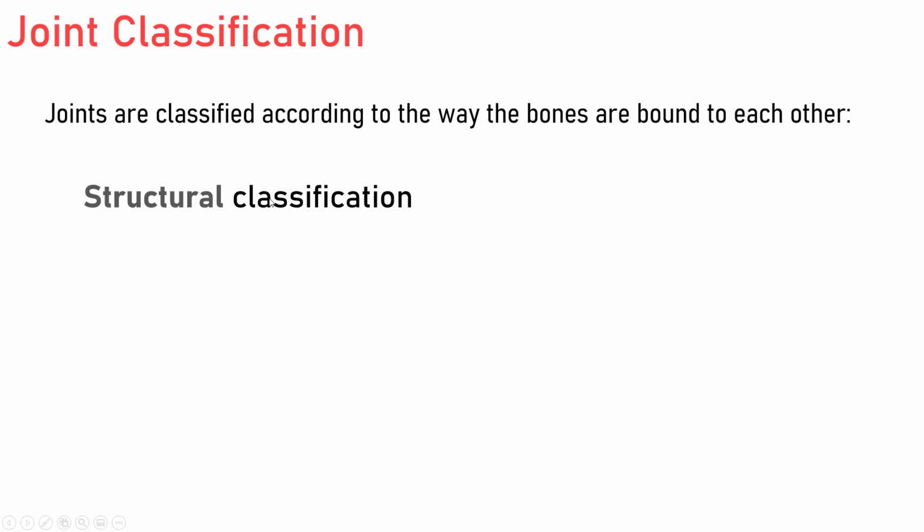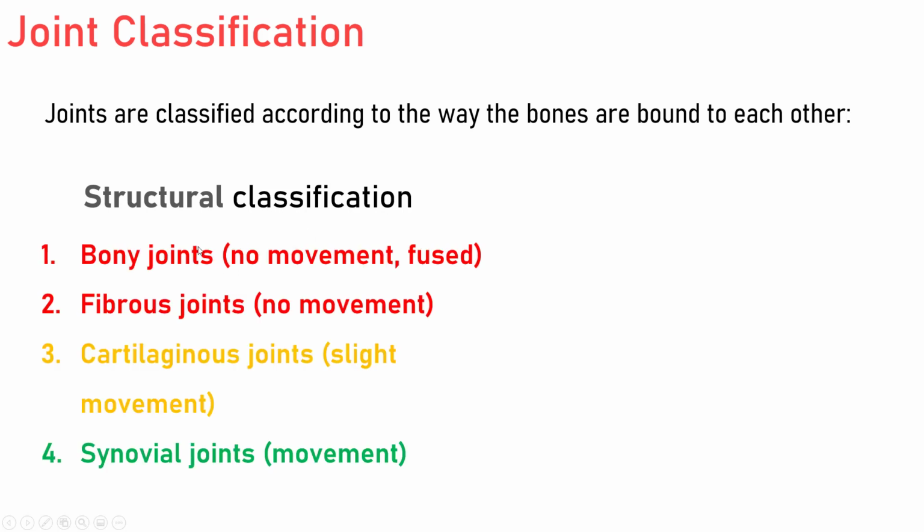And so this brings us to the structural classification. You have bony joints and fibrous joints, and I have it set up like a traffic light. There's no movement there. You have cartilaginous joints, which allow slight movement, and then you have synovial joints, which allow quite a bit of movement. Structure dictates function, meaning that how things are designed and shaped is going to determine how they function.